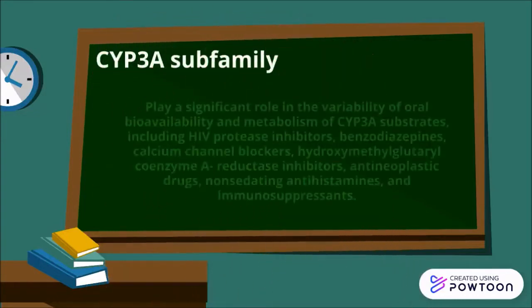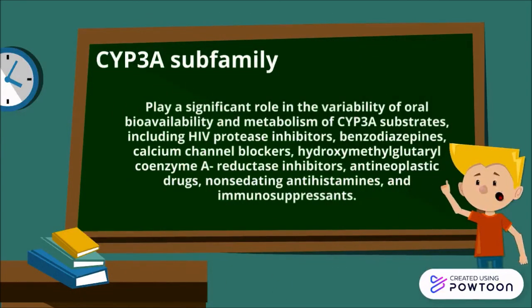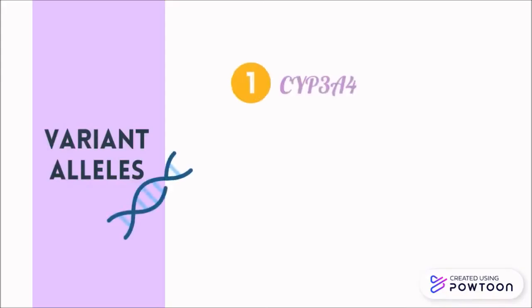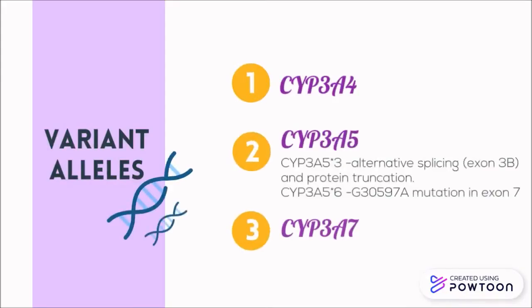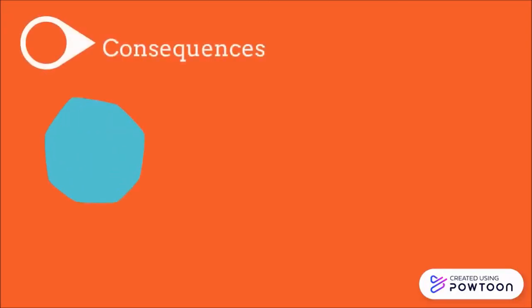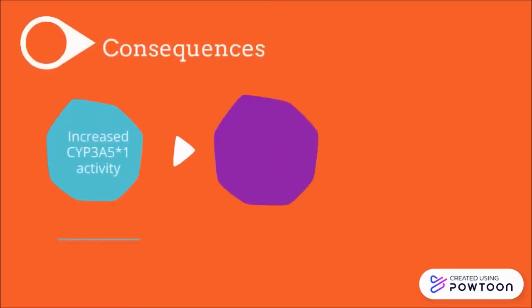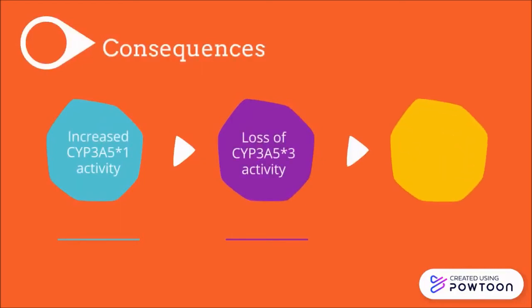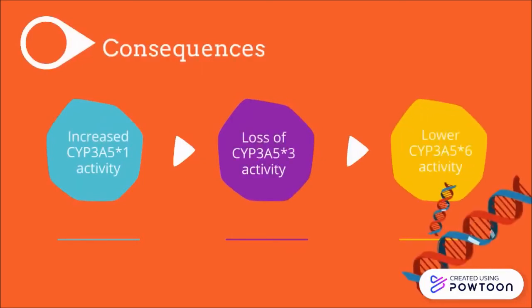The cytochrome 3A subfamily plays a significant role in the variability of oral bioavailability and metabolism of cytochrome 3A substrates. The variant alleles are the functional consequences of polymorphisms may result in increased or decreased activity of the isoenzyme.